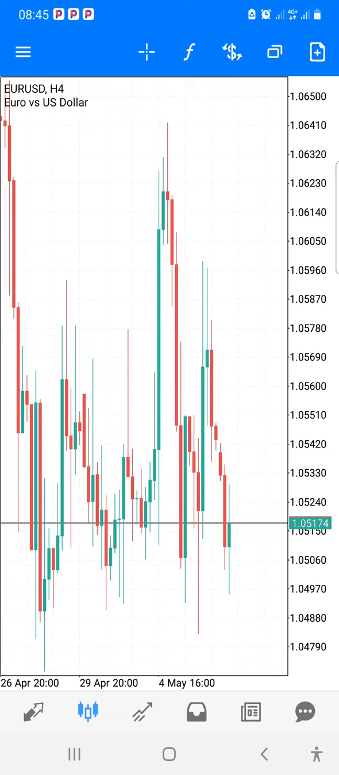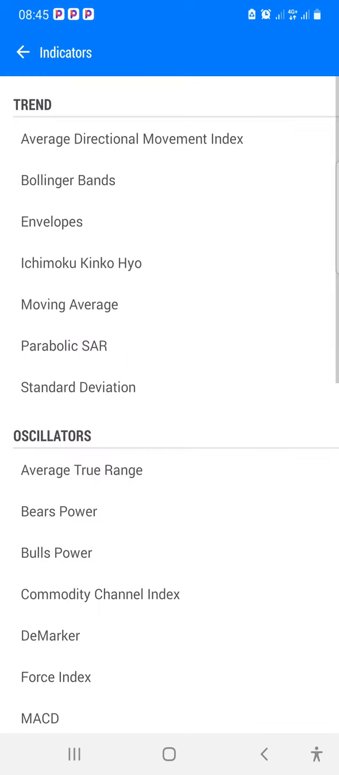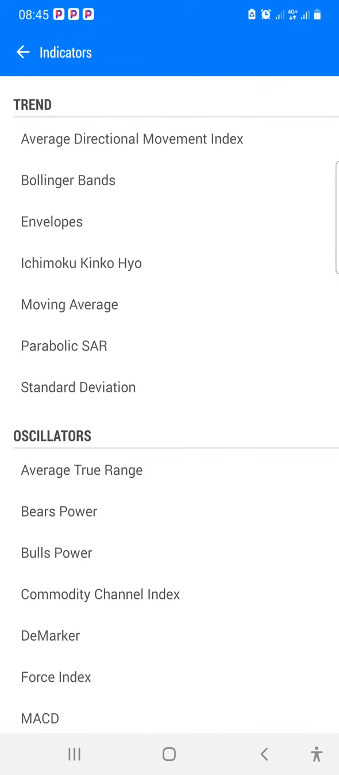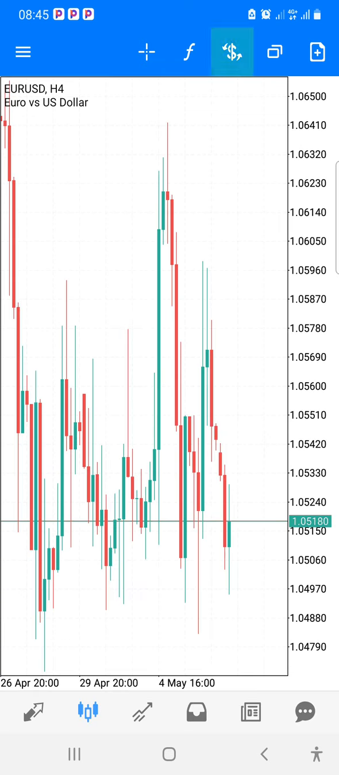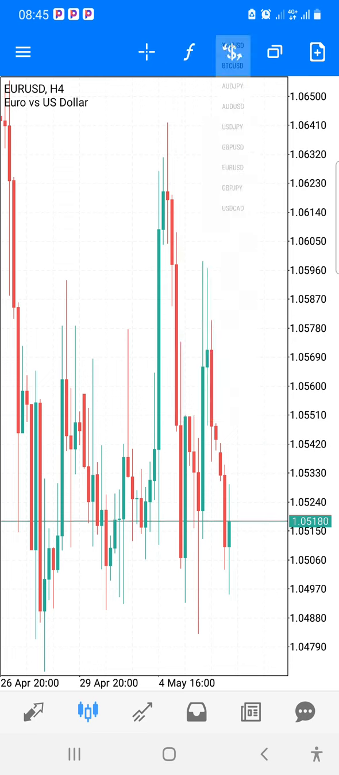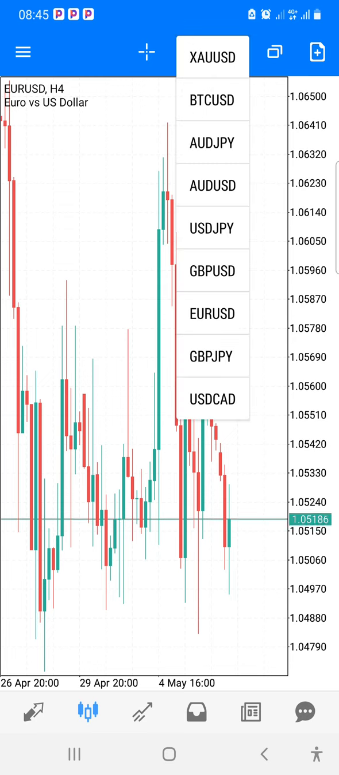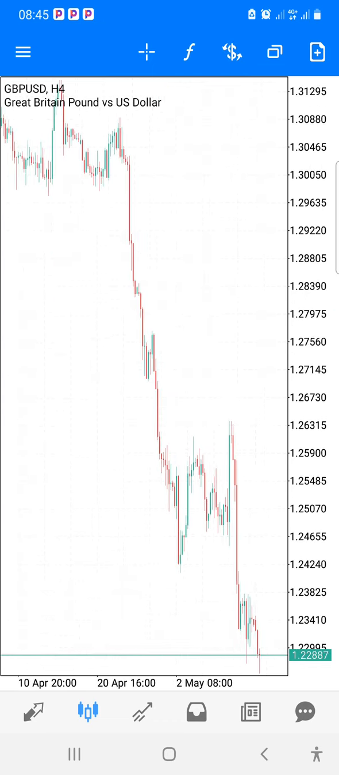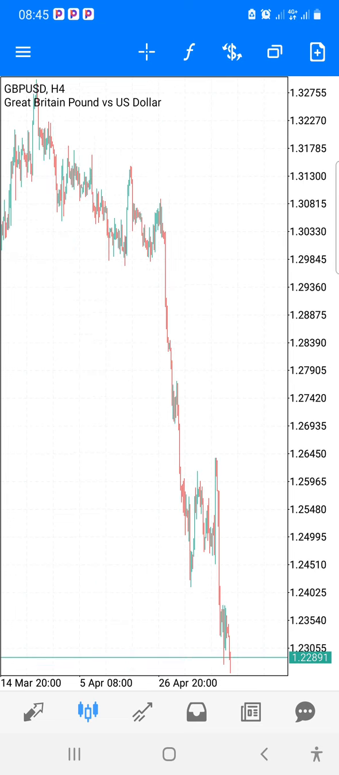So that's that. Then F is for indicators, anything you want to use, but I don't use indicators apart from RSI, but more on that later. So if I want to change this chart from Euro USD, just click on this dollar sign. Maybe I want to change it to GBP USD. Okay, so you can see now I already changed it to GBP USD.